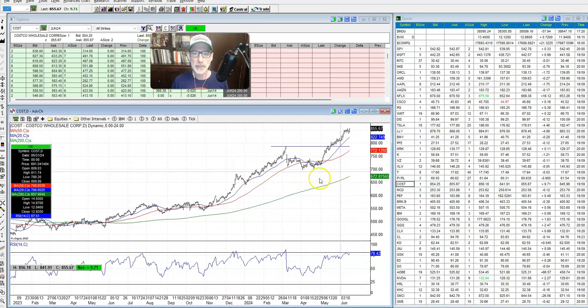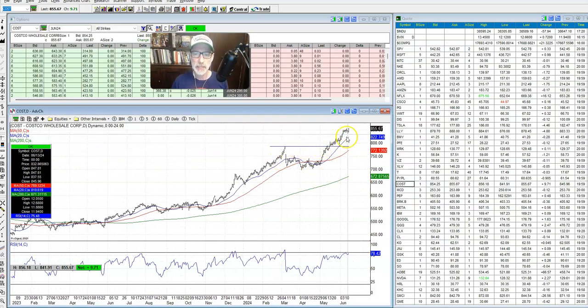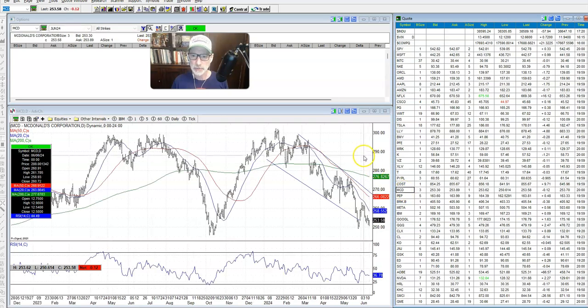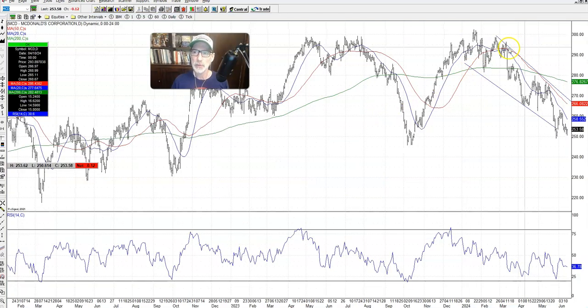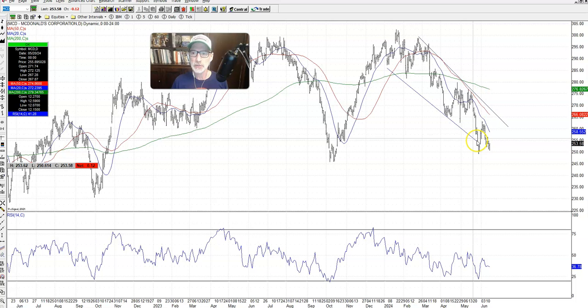Costco. Great company, got above the resistance line, powering higher. McDonald's in this downtrend. We drew this channel a while ago, just stuck in this downtrend.